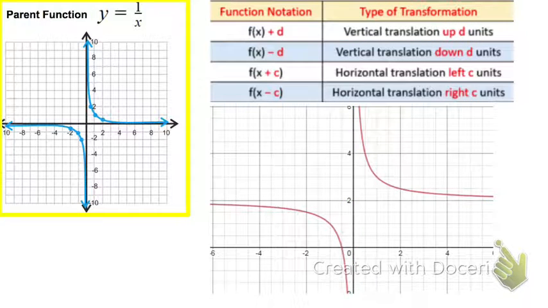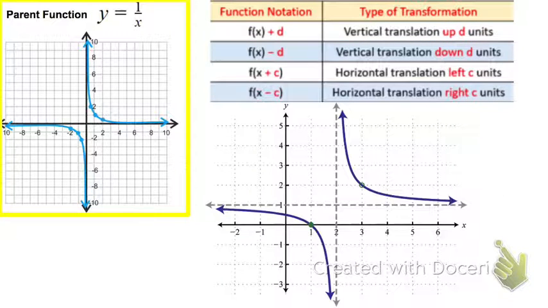Let's look at another one. This one has more than one thing going on, and the asymptotes are already sketched in there for us. So we see there's a horizontal asymptote at 1. So it shifted up 1 unit. And there's a vertical asymptote at 2. So it shifted to the right 2 units. So it went up 1 unit and to the right 2 units.